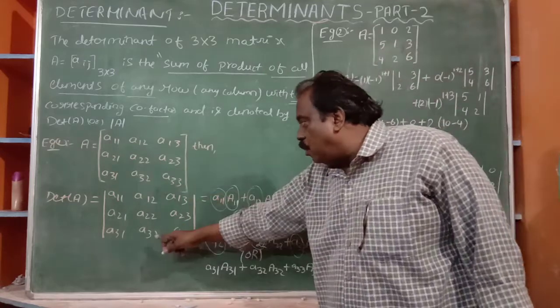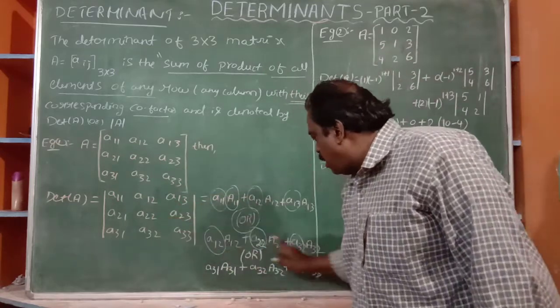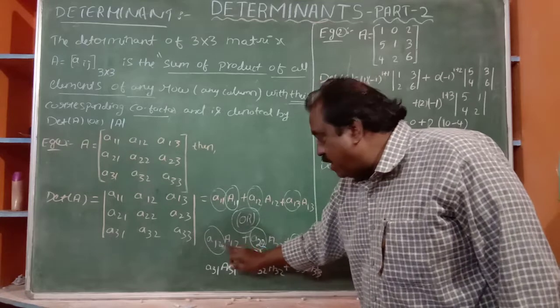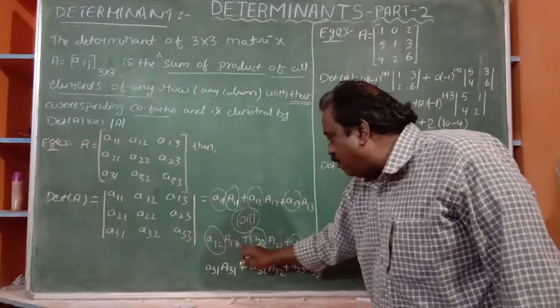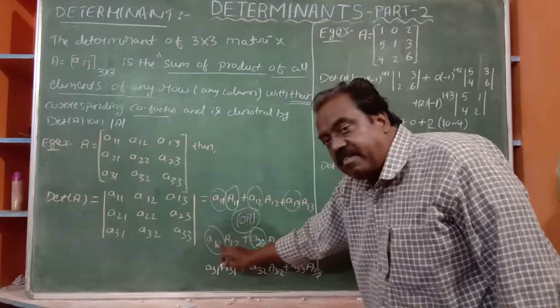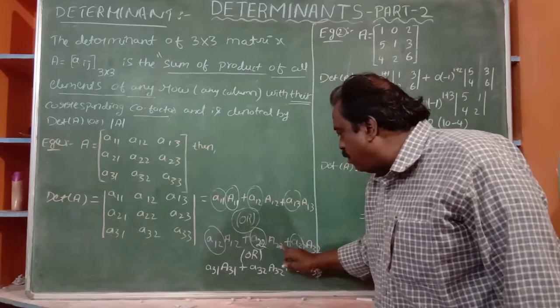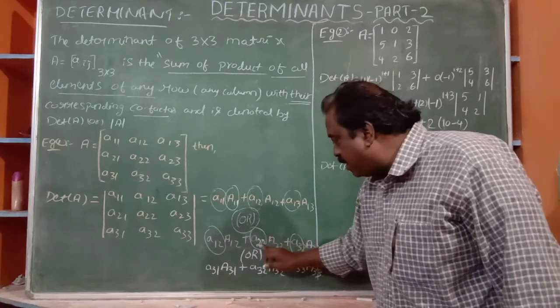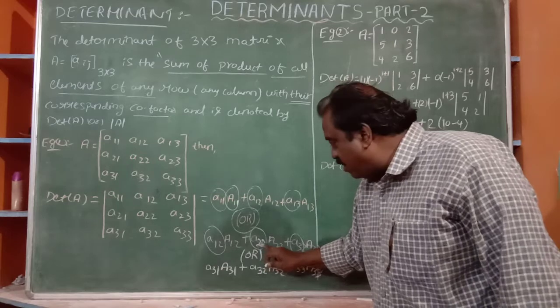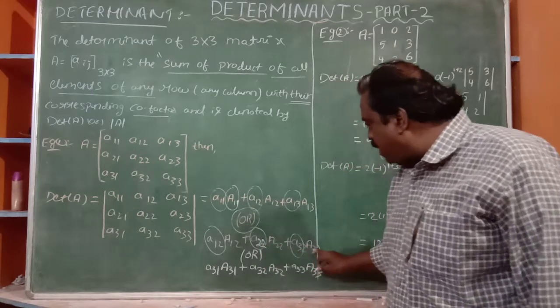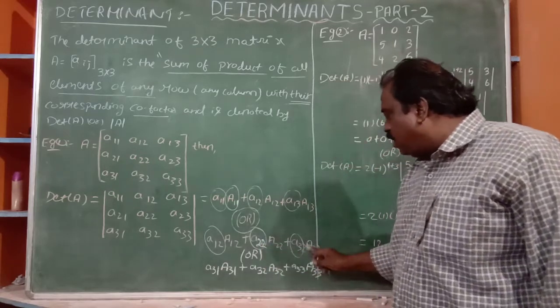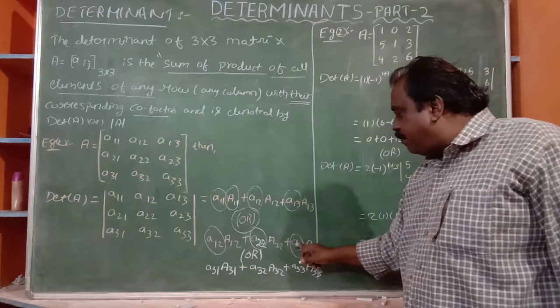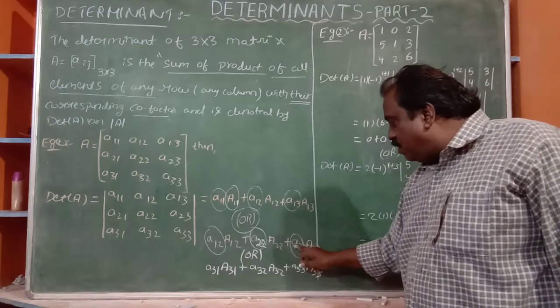Here, second row. All the elements are multiplied by their corresponding cofactor. Capital A12 means it is the cofactor of the small a12 element. Capital A22 means the cofactor of the small element A22. Capital A32 is the cofactor of the element small a32.